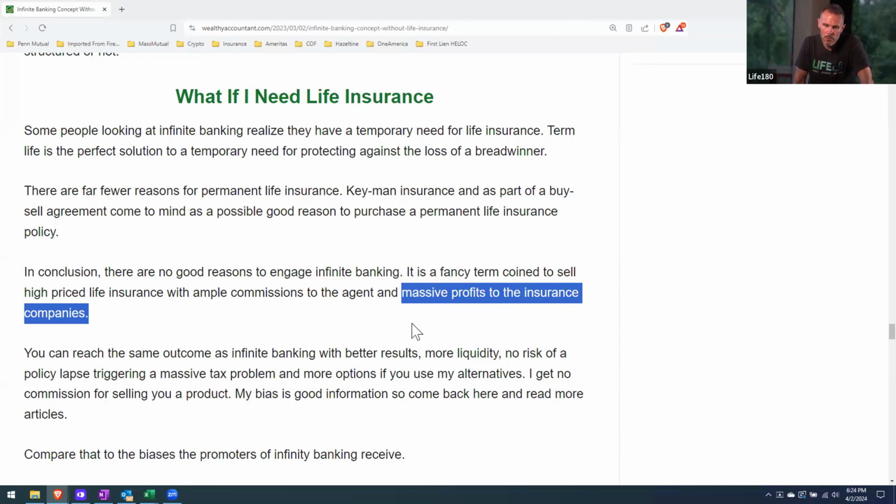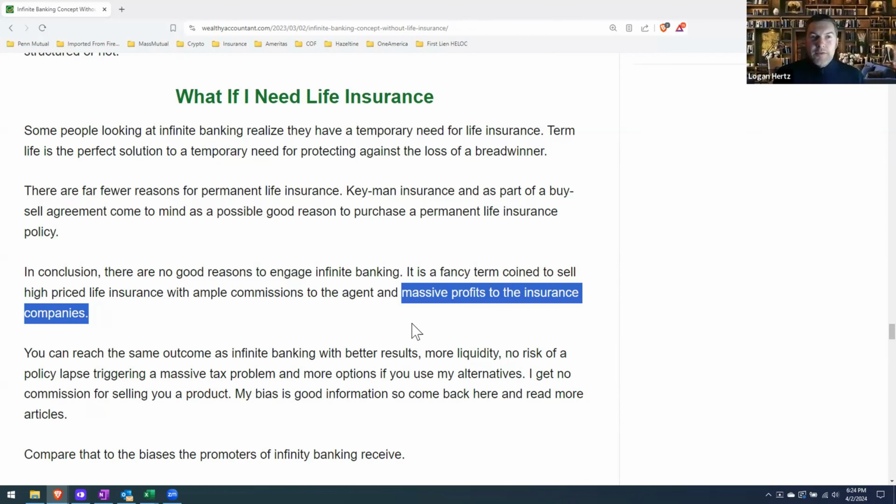It's always equitable. There's always an alignment in value. To me, you're not going to find that relationship anywhere else in the financial world. And it says massive profits. It says massive profits to the insurance companies.